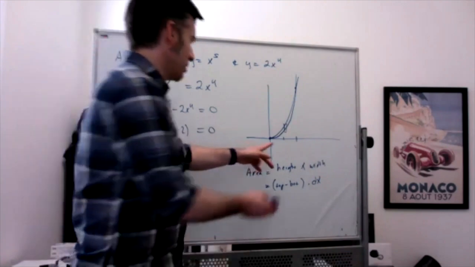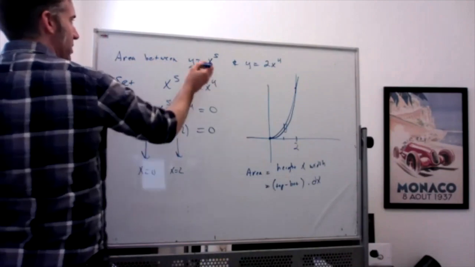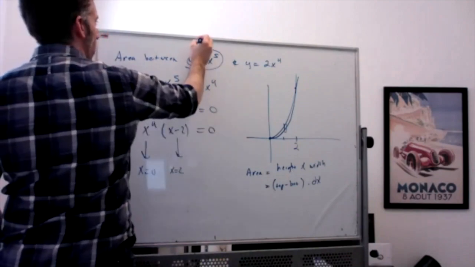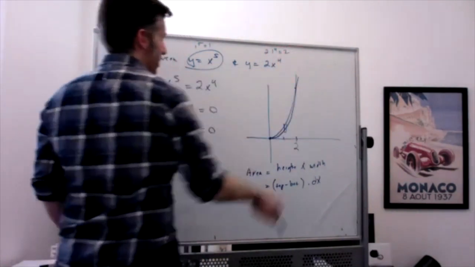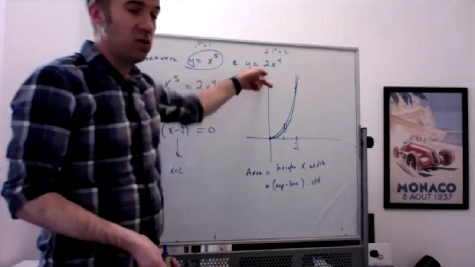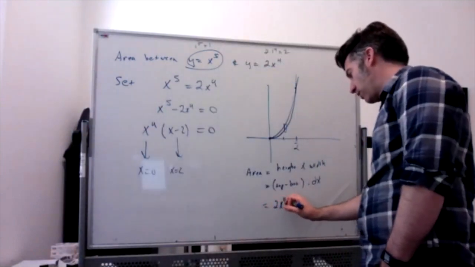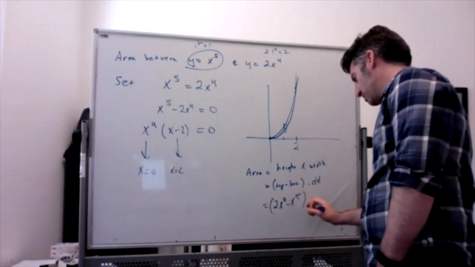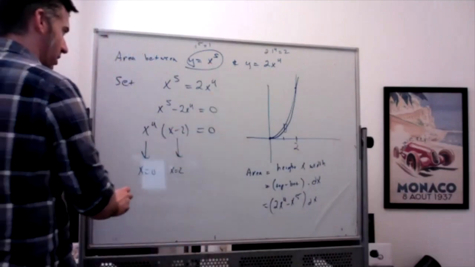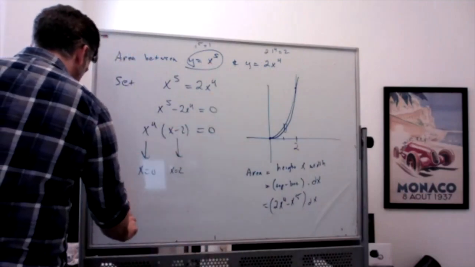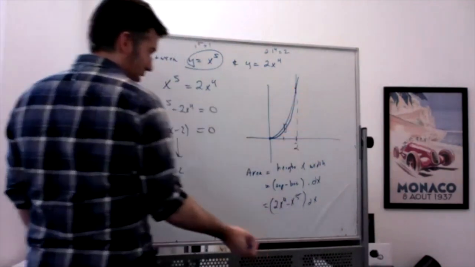So pick a number in between 0 and 2, and plug it into each function. If I plug in, say, 1, 1 to the 5th is equal to 1. I plug in 1 here, 2 times 1 to the 4th is equal to 2. So on this interval, 2x to the 4th is the bigger function. So my area is going to be 2x to the 4th minus x to the 5th times dx. And then my total area, when I add up all the rectangle areas, is going to be the integral from 0 to 2, because that's how far left and how far right my region goes.